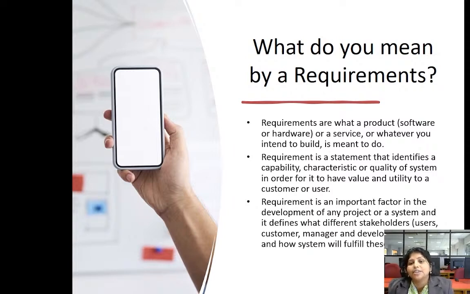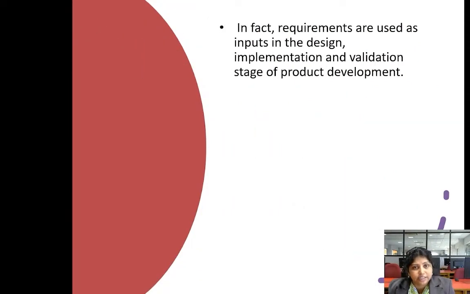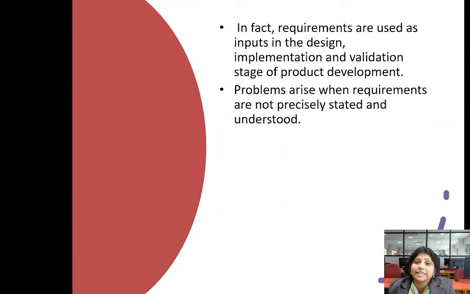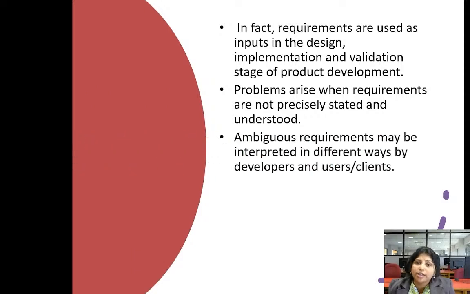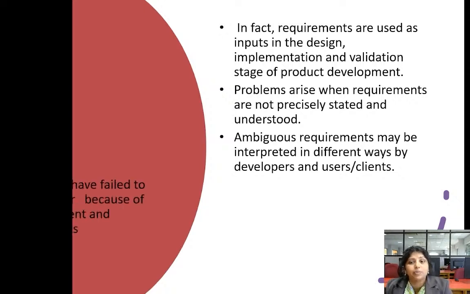So we see it defines what different stakeholders, users, customer, manager, and developer need, and how this system will fulfill their needs. Also, requirements are used as input in any design, implementation and validation in case of a product development. Now, if the requirements are not known precisely or they are of an ambiguous nature, it is very difficult for a user to use a system because the requirement gathering has not happened properly.